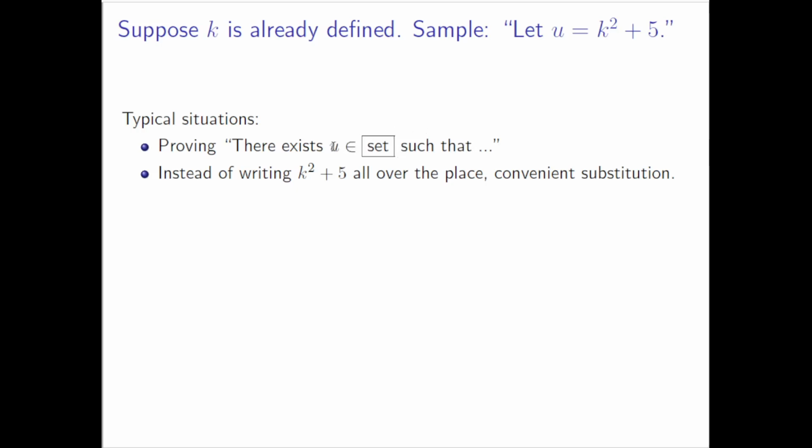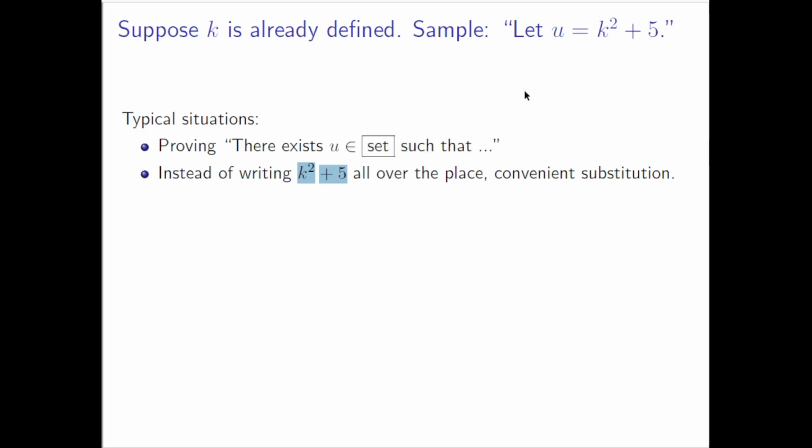And it might not even be a u here, but I just try to make it match that. Even if this was like a W here, you could still do let u equal this as long as u hasn't been used yet in your proof. Also, maybe you'll do something like this just because you're writing out your proof and realizing, I'm writing k squared plus 5 all over the place.